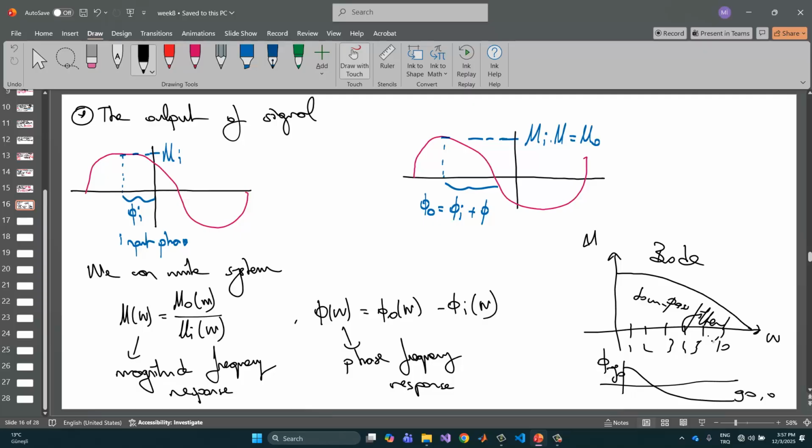So, we have the calculation of this magnitude and phase diagrams, but let's do this for the next session. Okay?